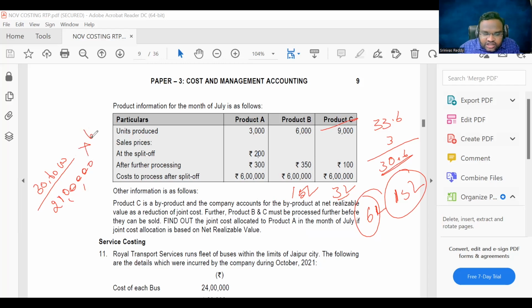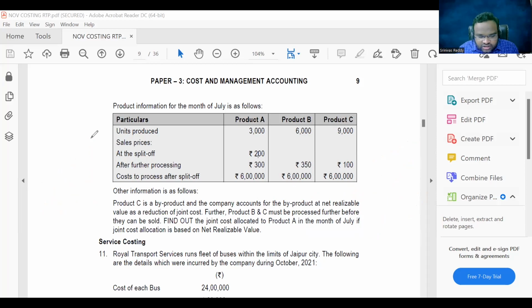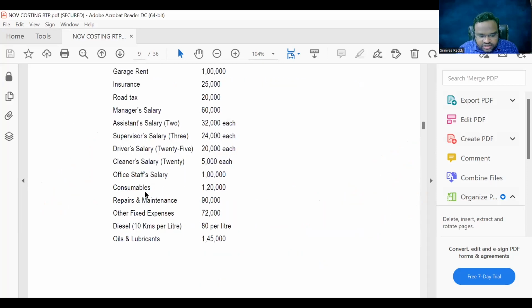So if it is 30 lakh 60,000 divided by 21 lakhs into 6 lakhs, how much joint cost is to be allocated to A? 8 lakh 74,284. How much is the balance amount? Okay. So I think this is what they have done in the solution also.